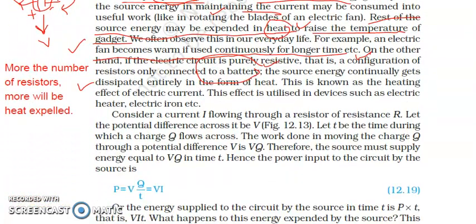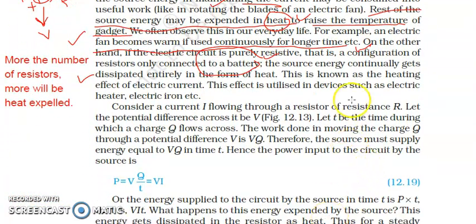Let's move forward. This effect is utilized in devices such as electrical heaters and electric iron. That is why they become heated when they are connected to the electrical supply. Our heater, and the iron used for pressing clothes, that is the electric iron, becomes hot. So this effect is utilized in devices like the electric heater and electric iron.